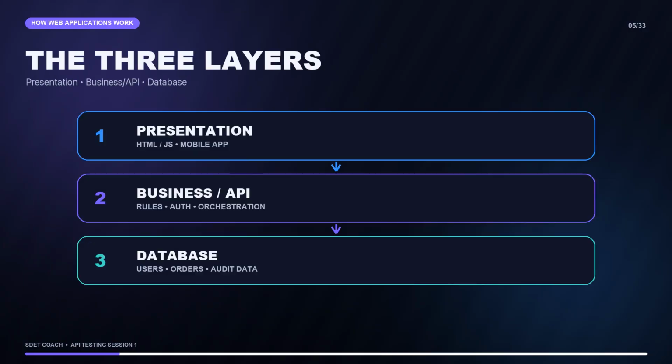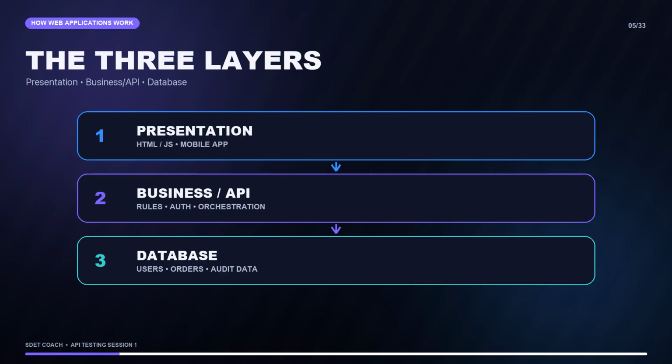Most web applications can be understood as three layers. The presentation layer is what the user sees: HTML and JavaScript in a browser, or the screens of a mobile app. Its job is to collect input and present output. It should not own the core business rules.